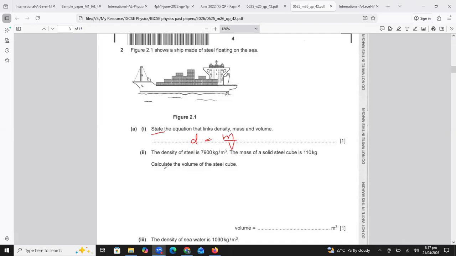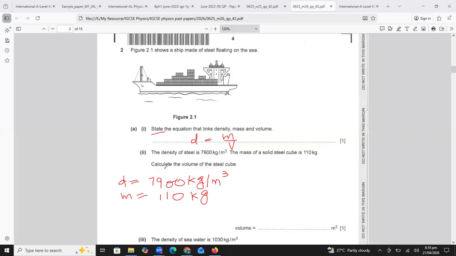Now look at the next question. In the next question, they are saying the density of steel is 7900 kg per meter cube. So basically what they have given us, the density of the steel is 7900 kg per meter cube. The mass of the steel cube is given, 110 kg. Now we have to calculate the volume of the steel cube.